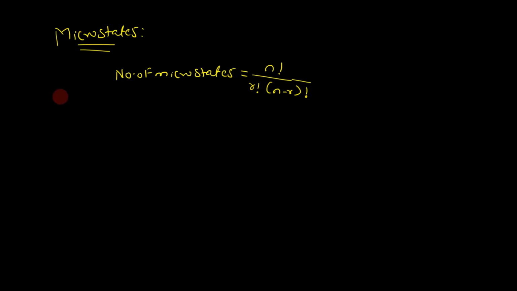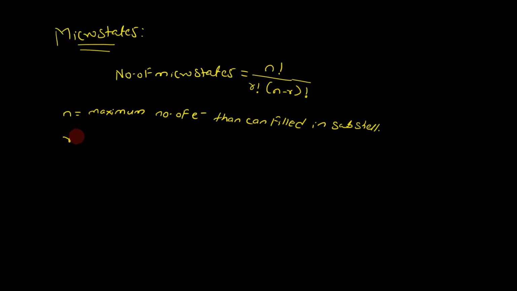So here we can write that n is the maximum number of electrons that can be filled in a subshell. So we write n is the maximum number of electrons that can be filled in a subshell. And r is the number of given electrons.